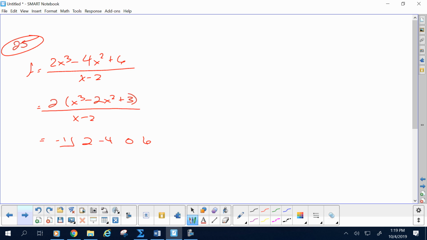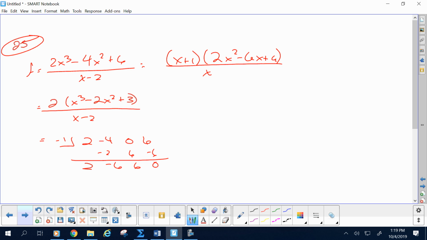0, 6, so 2, negative 2, negative 6, 6, 6, and negative 6 is a 0, so I feel like this is equivalent to x plus 1 times 2x squared minus 6x plus 6 over x minus 2, or x plus 1 times 2 times x squared minus 3x plus 3, and that does not. Why did you synthetically divide with negative 1? I just, by guess and check, I kind of saw that was going to be the 0.